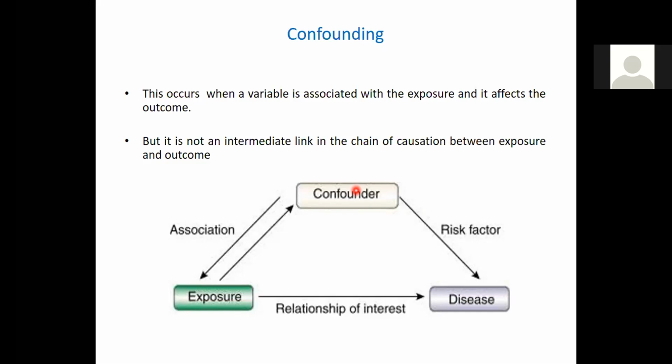You will see the arrow between the exposure and the confounder is a two-way arrow. So you are not saying that the confounder leads to the exposure or the exposure leads to the confounder. They are just related. Let me give you an example. If we talk about drinking and smoking, if you have a group of people, say these people drink alcohol and these people don't drink alcohol, and you want to calculate the probability of any of them smoking.